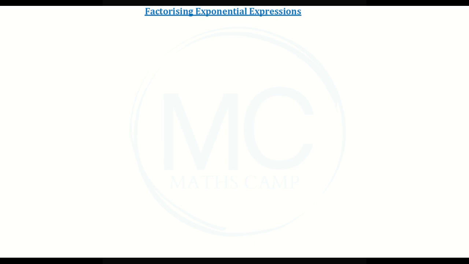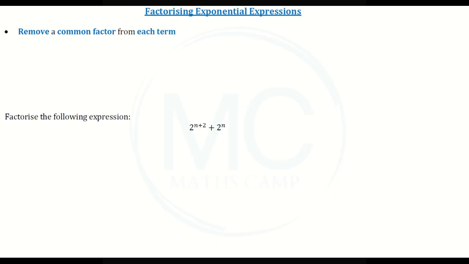Hi, in this video, we're going to look at how we go about factorizing exponential expressions. Now, in previous sections, we have learned that in order to factorize an expression, we need to remove a common factor from every term. So how do we tackle a question that looks like this? 2 to the power of n plus 2 plus 2 to the power of n. We have an exponent of n plus 2 and an exponent of n. These terms are not the same, so how do we factorize?